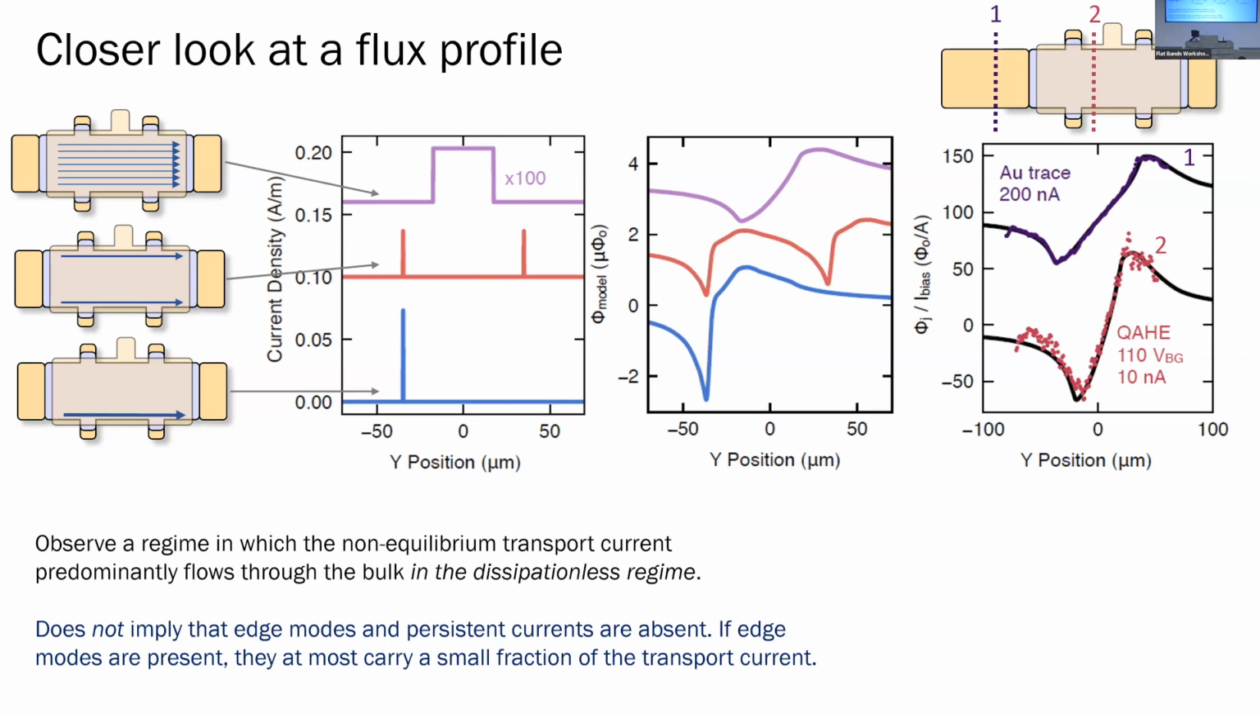Okay, so we definitely observe a regime in which the non-equilibrium transport current, meaning the transport current we apply, predominantly flows in the bulk in the dissipationless regime. We take care that the current is low enough that we really, in the simultaneously measured transport, have good quantization in Rxy and Rxx. I just want to stress that this doesn't imply that there are no edge modes and that persistent currents are absent. It just means that if there are edge modes, they at most carry a small fraction of the transport current that I apply.